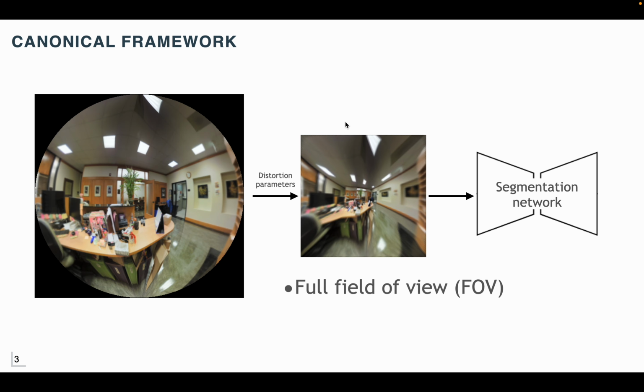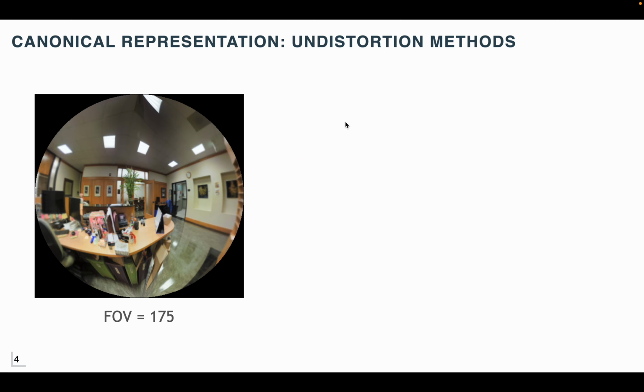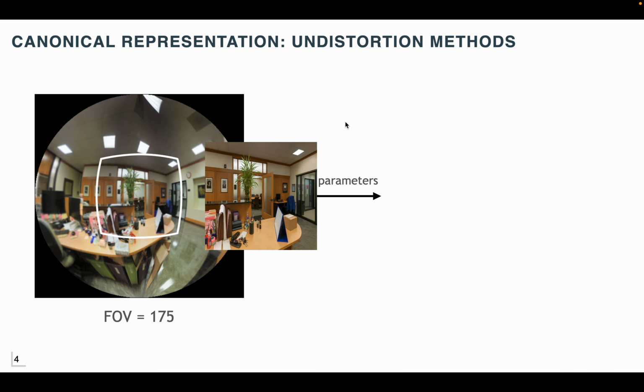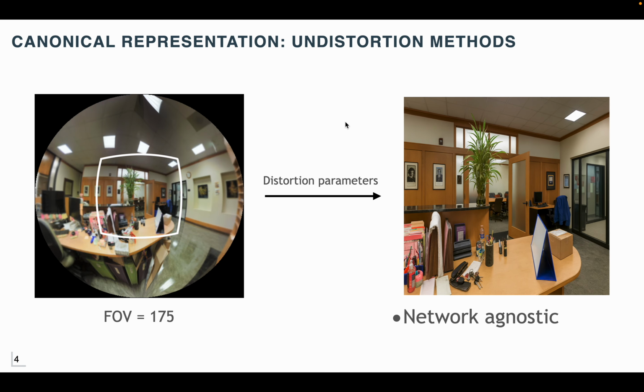We want two things from this canonical framework. One, it should be full field of view, as in it should retain the field of view of the input image, and it should be network agnostic. Previous methods used to do undistortion using a crop method, where they crop the input image and perspectively undistort. This provides network agnosticness, but it's not a full field of view projection.